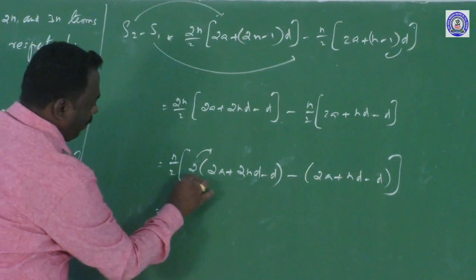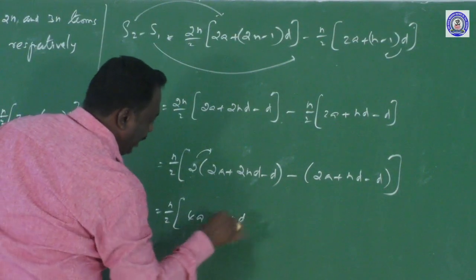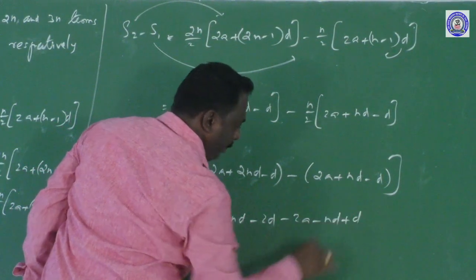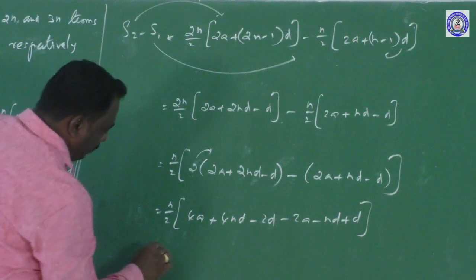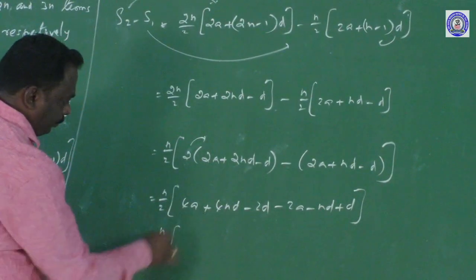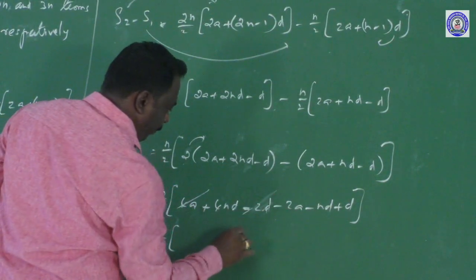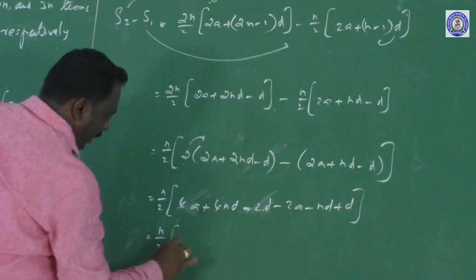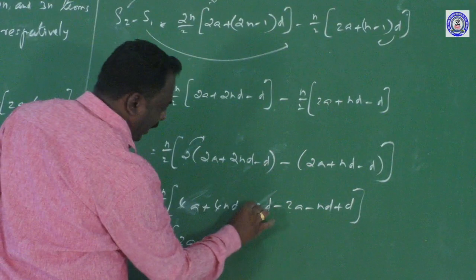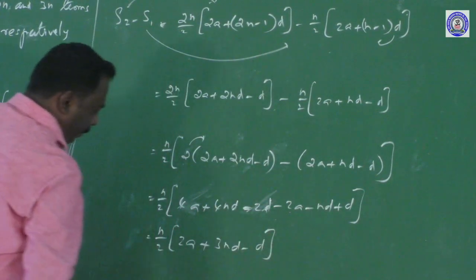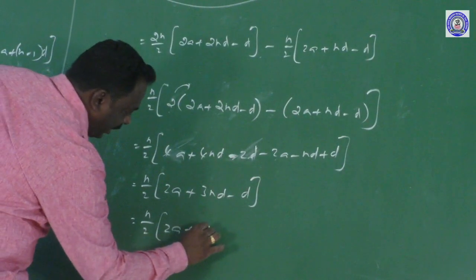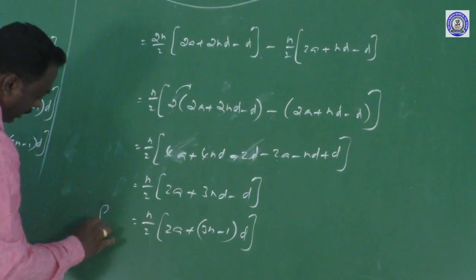That is equal to n by 2 within the bracket 4a plus 4nd minus 2d, then minus 2a minus nd plus d. Now simplify the value. The 4a and 2a give 2a. Sorry, it is 2d. Now separate: 4a minus 2a is 2a, 4nd minus nd is 3nd, and minus 2d plus d is minus d. That is equal to n by 2 within the bracket 2a plus 3nd minus d. Taking 3d as common, that is 3n minus 1 into d. This is S2 minus S1.